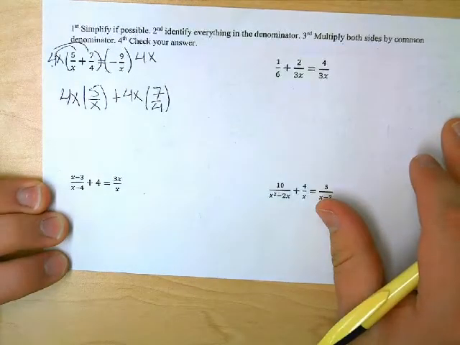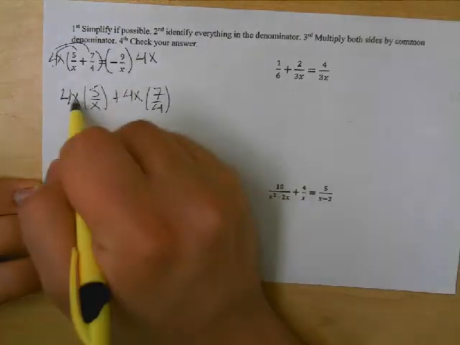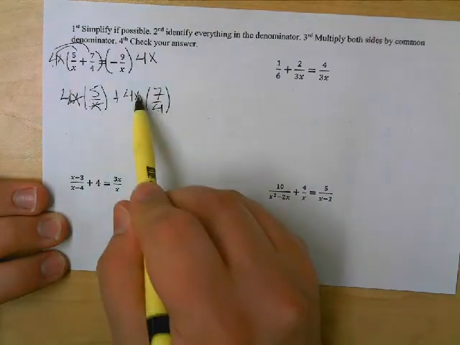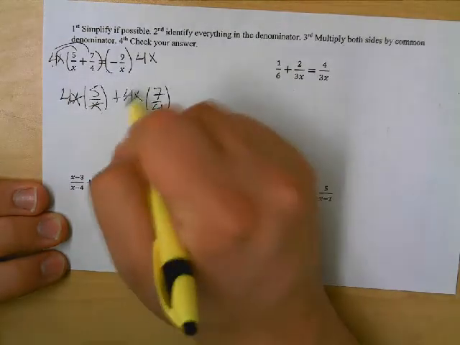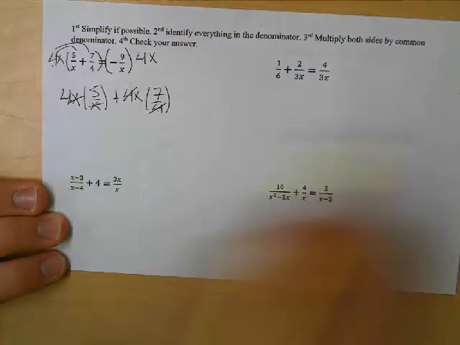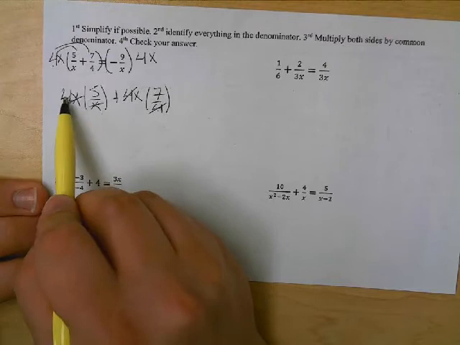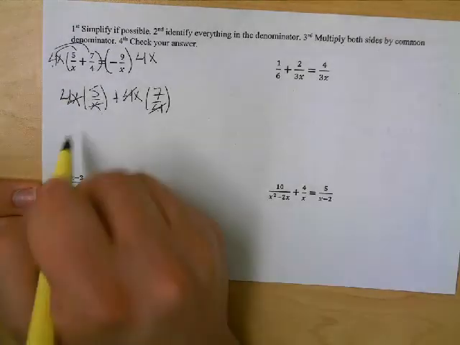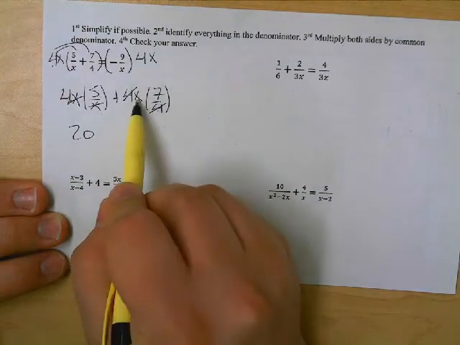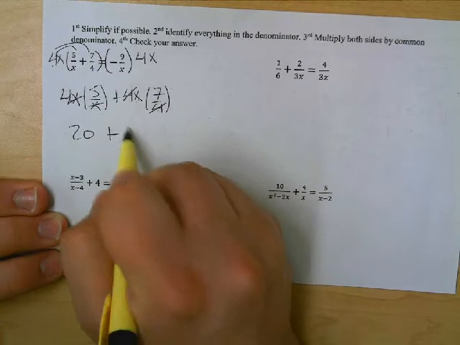What's going to cancel here? The x will cancel. What's going to cancel here? The 4s. So now you just multiply by what's left. You get 4 times 5, which is just 20. And what's left on this one? There's an x. Plus 7x, because that's what's left.